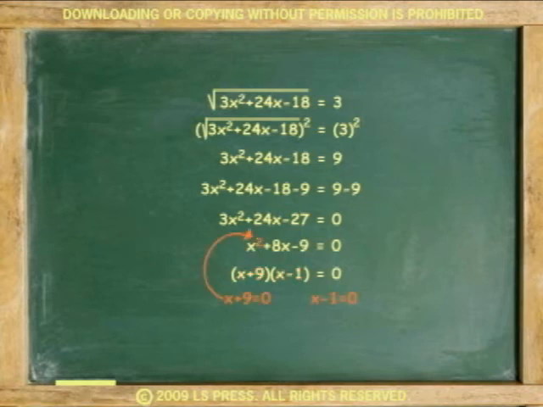X has two values. X plus 9 equals 0. X minus 1 equals 0. X equals -9. X equals 1. Both -9 and 1 solve the equation.